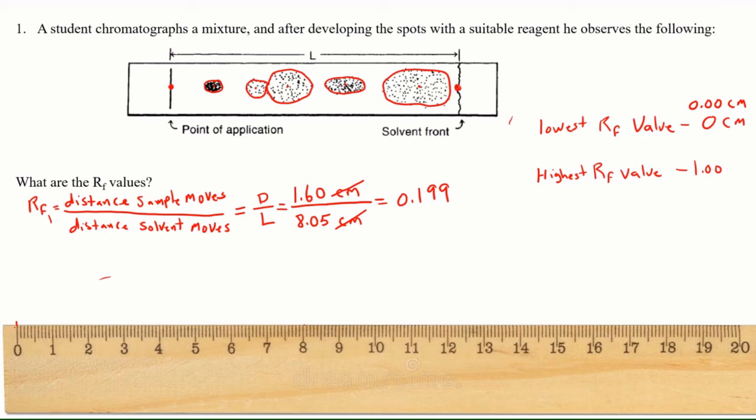So that means the denominator and the numerator will equal each other, so the highest value you could have is 1. The lowest value, where the substance does not move at all, means the numerator is 0, and 0 divided by any denominator will be 0. So that would be the lowest RF. Okay, now your job is to figure out what the other 4 RF values are. And now we'll move on to question number 2.